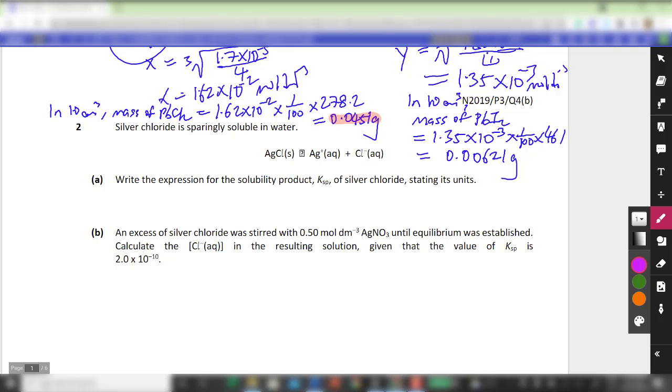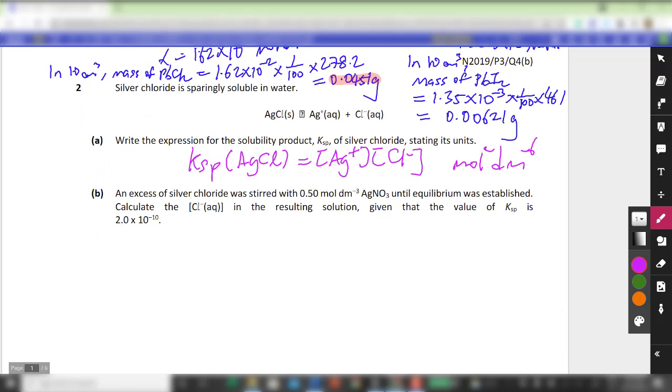So first, again, standard questions, supposed to write a Ksp expression for silver chloride. So Ksp of silver chloride will be the concentration of silver plus raised to the power of 1, multiplied by the concentration of chloride raised to the power of 1. The units will be mol squared dm^-6.